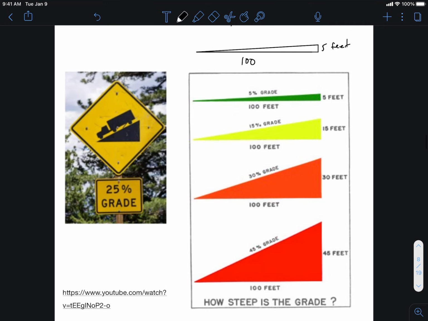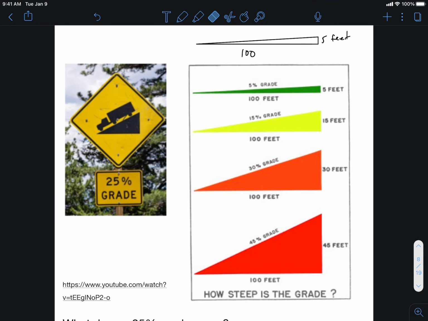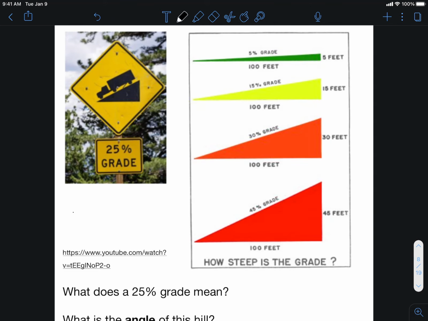Okay, if you saw this grade sign here, this could be a multiple choice question on your driving test. What does this sign mean? It means every 100 feet you drive, the road drops off. How am I going to draw this? Every 100 feet you drive, you drop 25 feet. That's what this means.